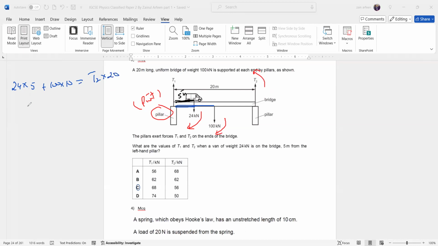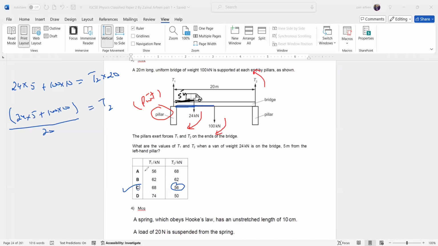So 24 into 5 plus 100 into 10, divided by 20. What's the final answer? What's the answer for T2? 56. So which option? T2 is 56, so C will be the right answer.